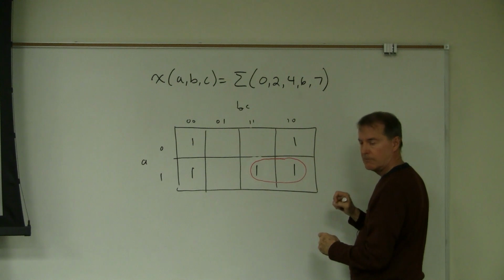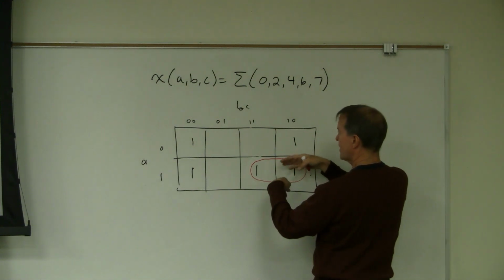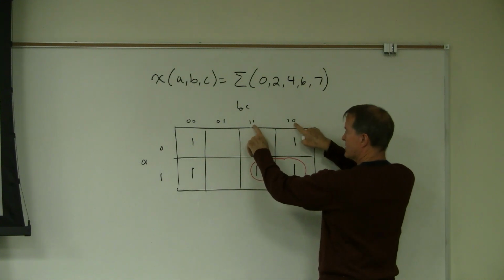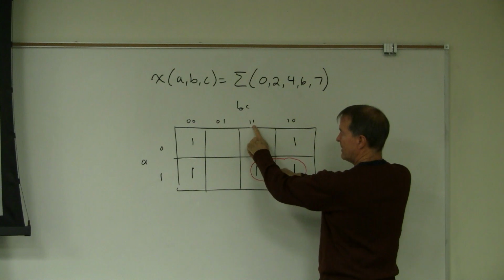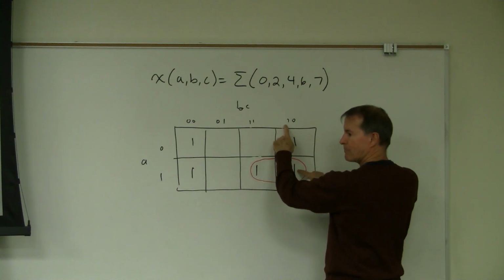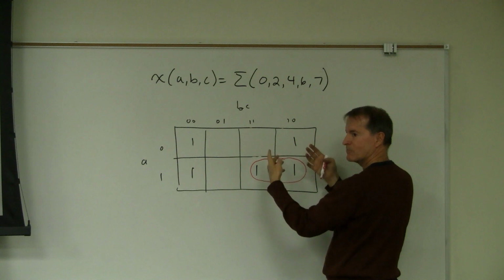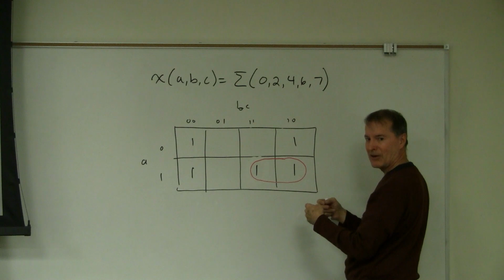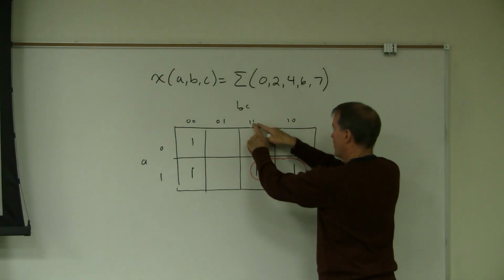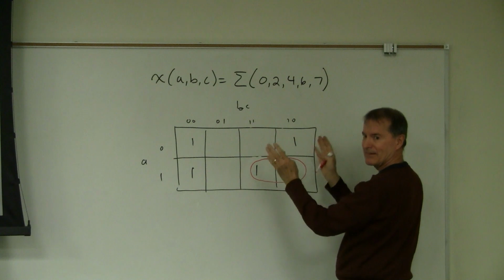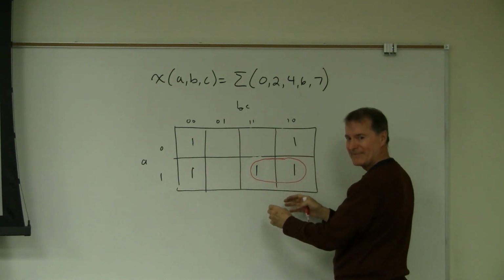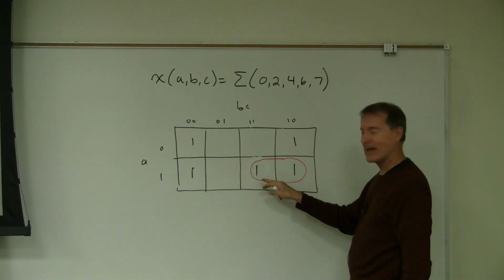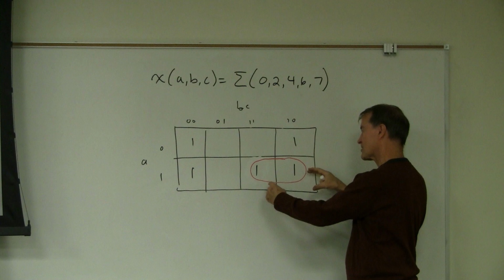Well, when is it C prime then? Well, it doesn't include C. This is ABC and this is ABC prime, but the C or C prime can be factored out, which leaves B. Algebraically, because C is 1 here and 0 here, we don't need it. So does everybody see? That's why you've got to make the grouping as big as possible.